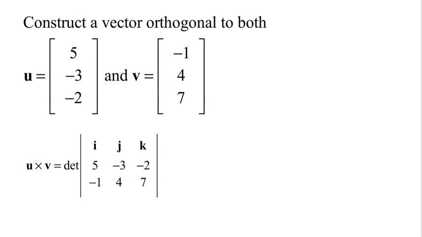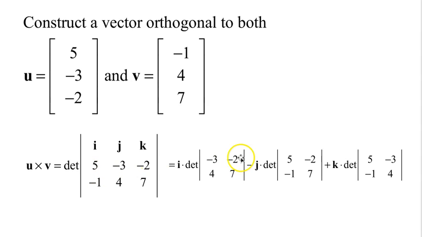Plus, minus, plus across the top. Plus i times its minor, minus j times its minor, plus k times its minor. I's minor: cross out the column, cross out the row. Negative 3, negative 2, 4, 7. J's minor: cross out the column, cross out the row. 5, negative 2, negative 1, 7. K's minor: cross out the column, cross out the row. 5, negative 3, negative 1, 4.